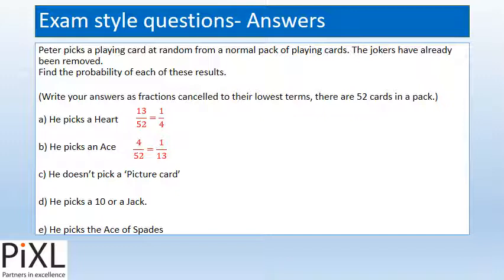He doesn't pick a picture card. Well, the picture cards are Jack, Queen, King, so there are 3 of them in each suit, so there are 12 in total, which means they're not picture cards, there are 40 of them. So we get 10 out of 13.